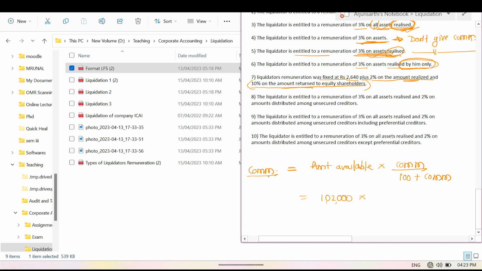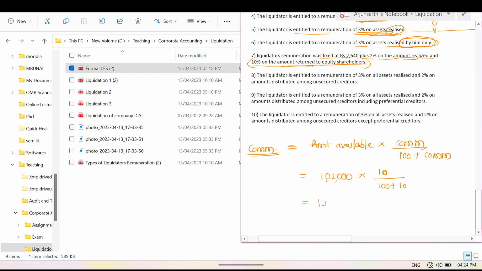Therefore commission is equal to amount available into commission. That means here they are saying 10% commission, you should take 10, remove the percentage sign, 10 commission divided by 100 plus commission, that is 10. Therefore you will get here 1,02,000 into 10 divided by 110, which is 9,272.72, that means 73 he will get.